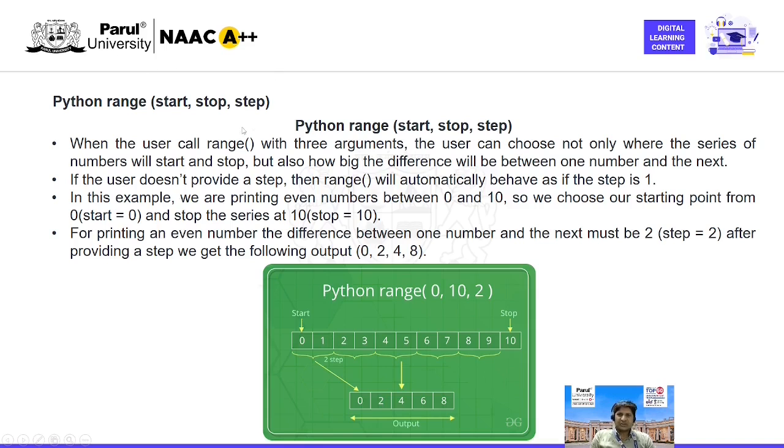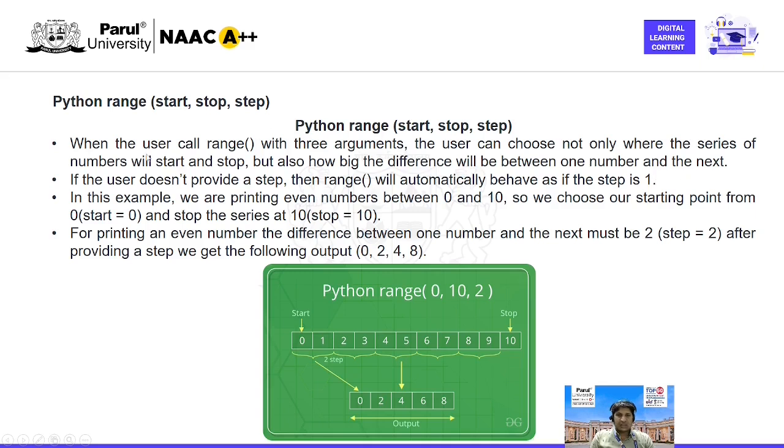The third one is the perfect range function, in which all three values are provided: one is the start value, another is the stop value, and the step value. When the user calls range with three arguments, the user can choose not only where the series of numbers will start and stop, but also how big the difference will be between one number and the next number.